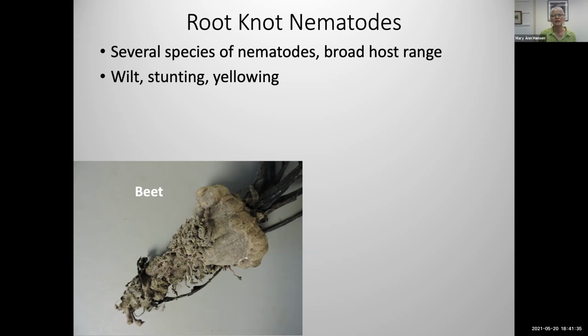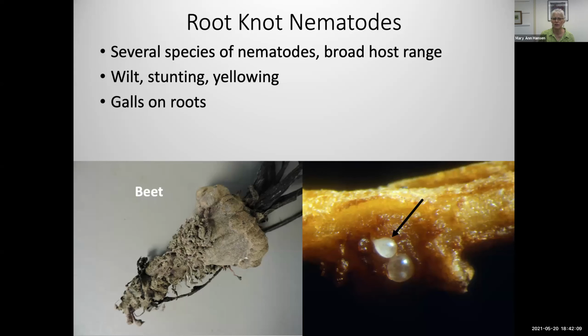So they cause symptoms that are not very diagnostic, symptoms that could be caused by root rot diseases or nutrient deficiency or something like that. But if you dig up the roots and you see these swellings on the root, like I think you can see on this beet root here, the galls, that is indicative of root knot nematode. The female nematode burrows into the root and causes proliferation of cells around her to protect her. And so she's in that gall laying her eggs, and there she is.